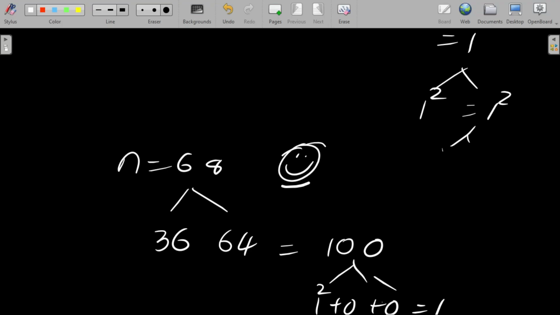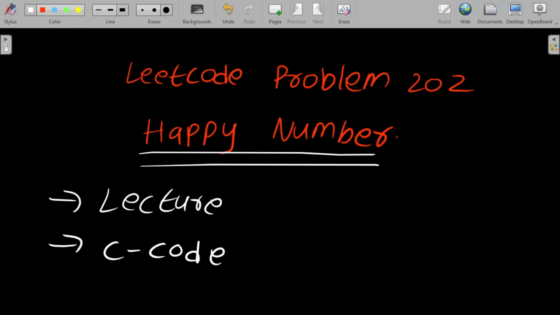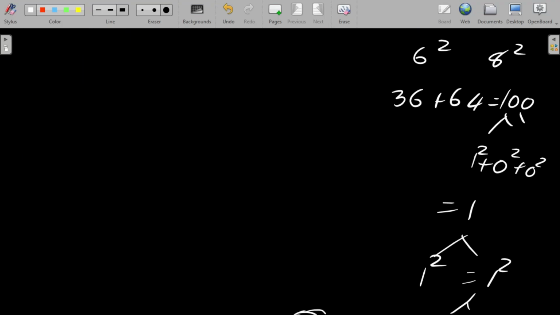Like that, this is the approach. This is how we're going to solve the happy number problem. Our logic is simple. Keep calculating the sum of squares of digits. If we get one, we return that it's a happy number, that means it's going to return true. So that is the complete idea of the happy number.